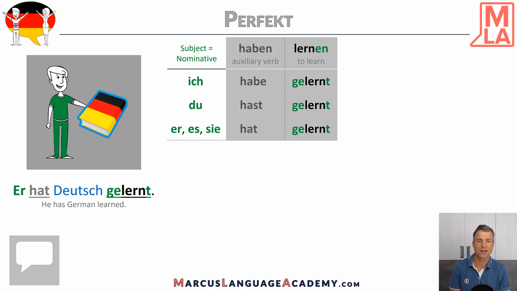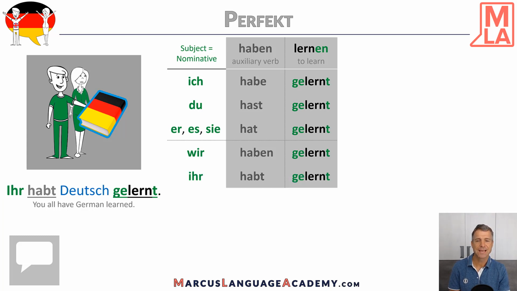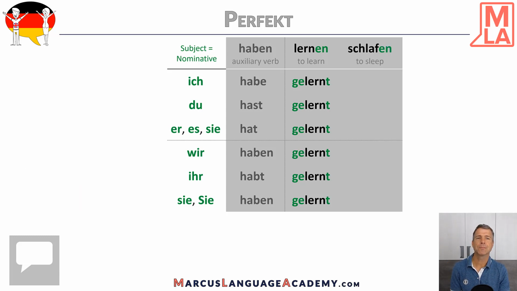Er hat Deutsch gelernt. In the plural, wir haben gelernt, wir haben Deutsch gelernt. Ihr habt gelernt, ihr habt Deutsch gelernt. And sie haben gelernt, sie haben Deutsch gelernt. So actually we conjugate the auxiliary verb haben almost like present tense, and we add the participle to build our perfect. Okay?